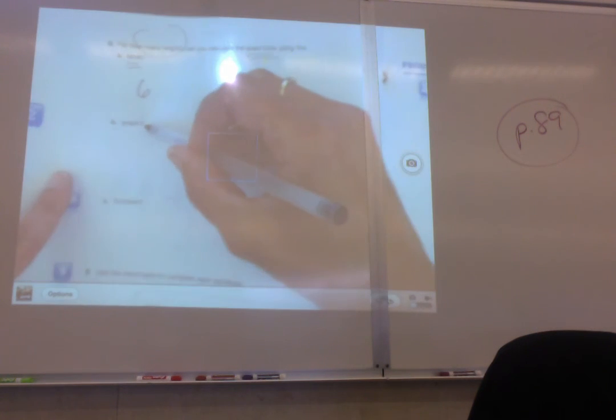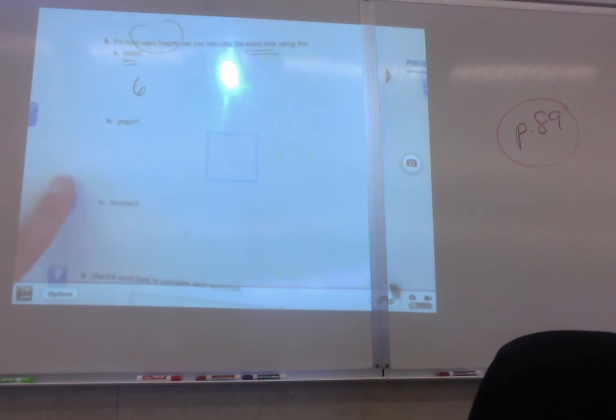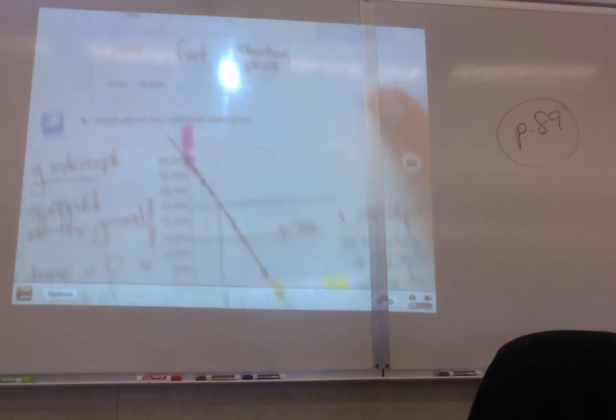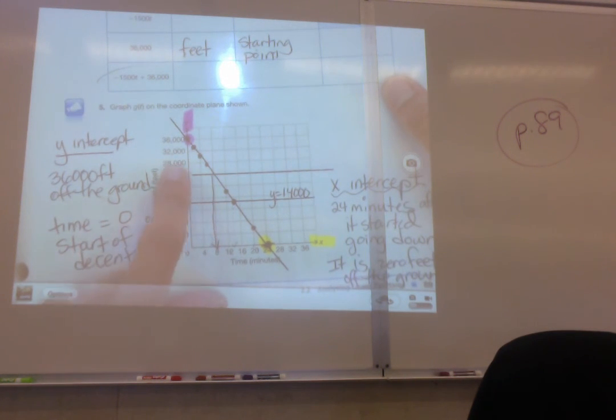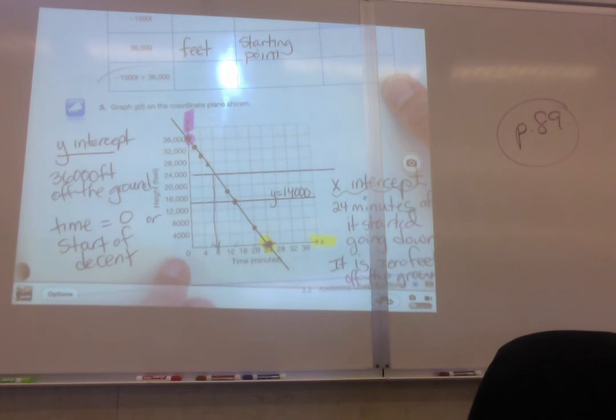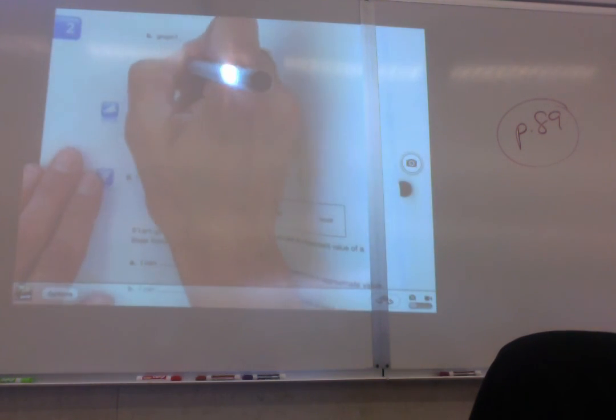On the graph, somebody look at your graph. How many exact times could we get? 1, 2, 3, 4, 5, 6, 7, 8, 9. And 0 is 1, so I'm going to say 10. Yep, because we had more markings right here than we had in our table. So only 6 in our table. We could do 10 in the graph.